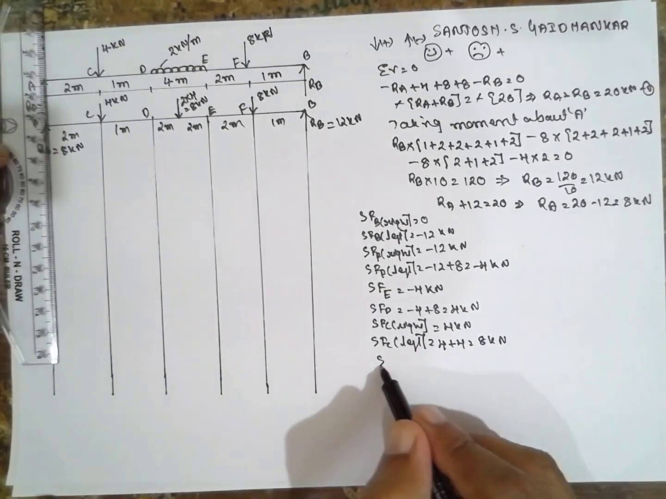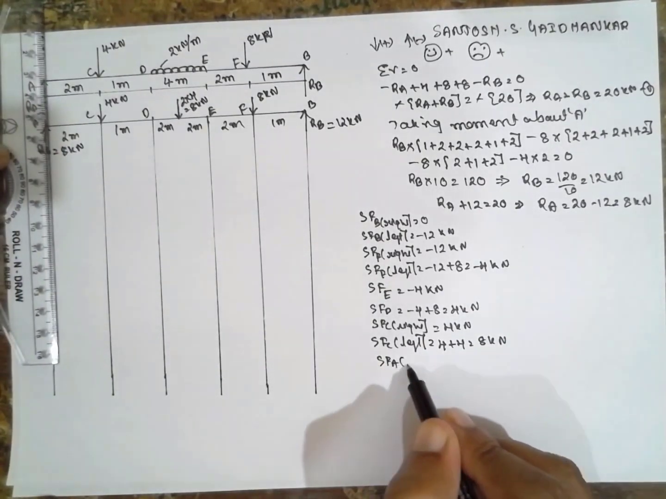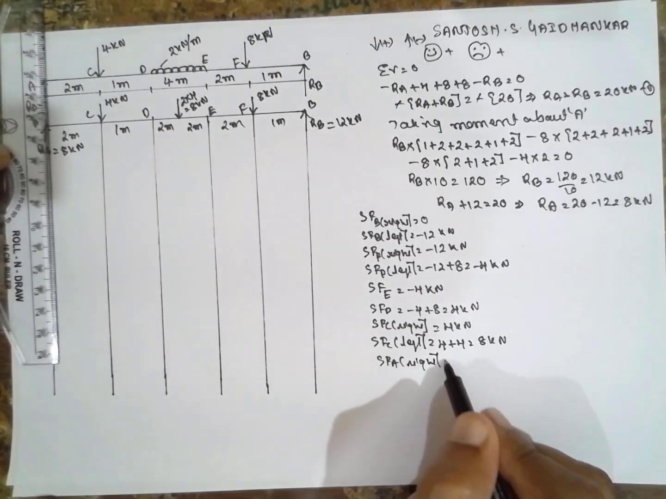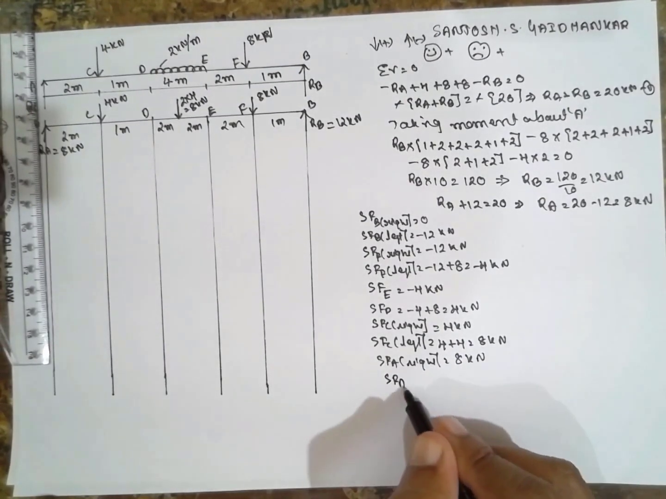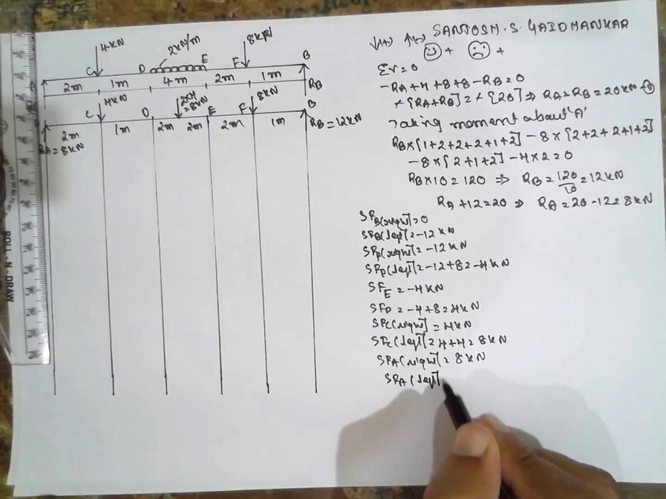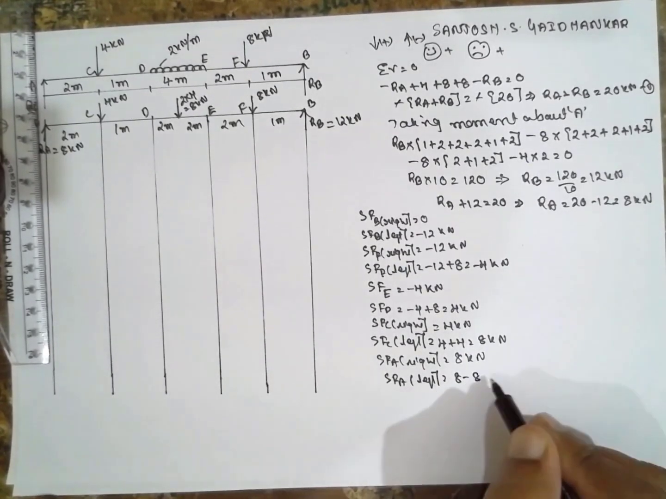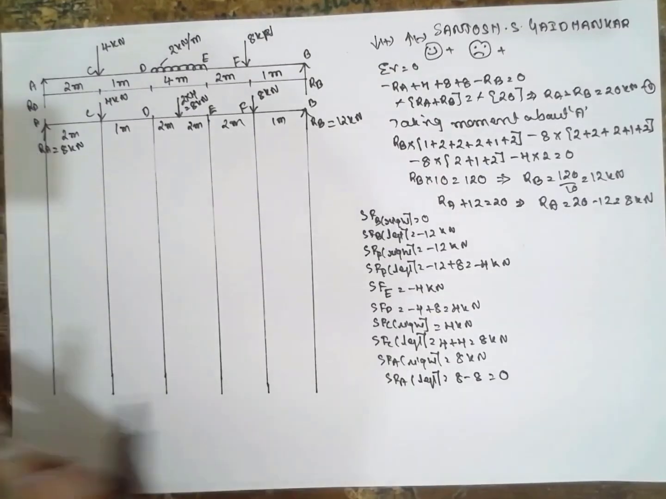Again SF at A, right side, the previous value 8 kilonewton. SF at A, left side, 8 minus 8 is equal to 0. Now draw.